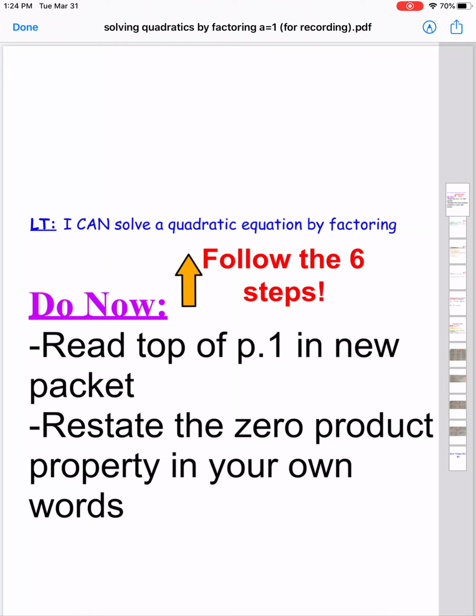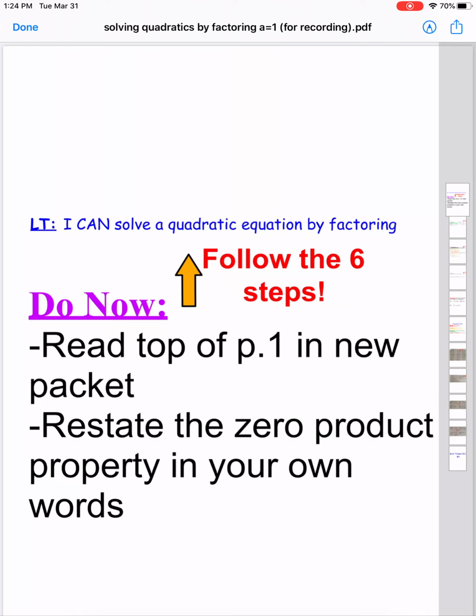The good news is that if you were successful with factoring in the last unit, you're going to be able to use that same knowledge for this new type of solving quadratic equations. For this lesson, you're going to need the packet that says Solving Quadratic Equations Part 2. If you haven't yet downloaded that from the classwork section of Google Classroom, please go back there and download that. Again, if you have access to a printer, please print it. If not, you can just do the work on a separate sheet of paper. You can see our learning target for this lesson says, I can solve a quadratic equation by factoring.